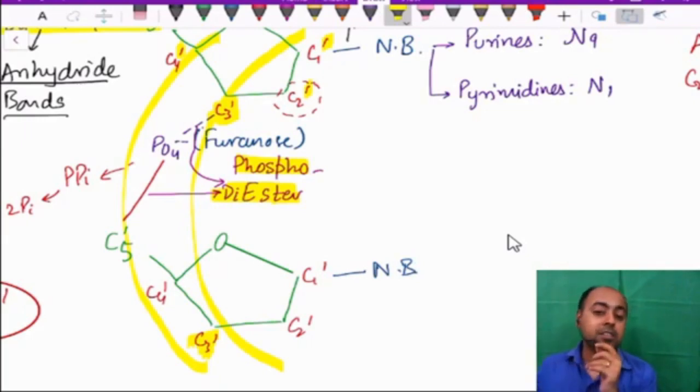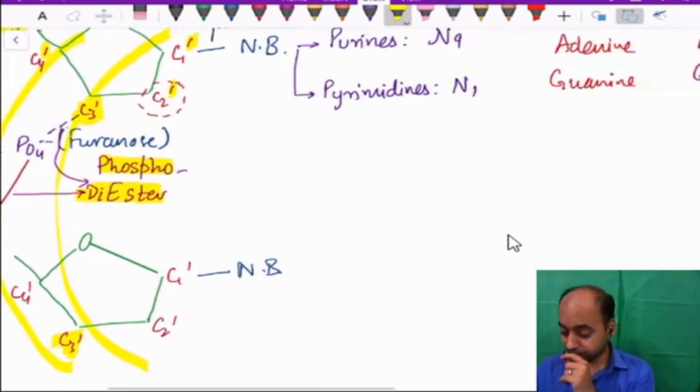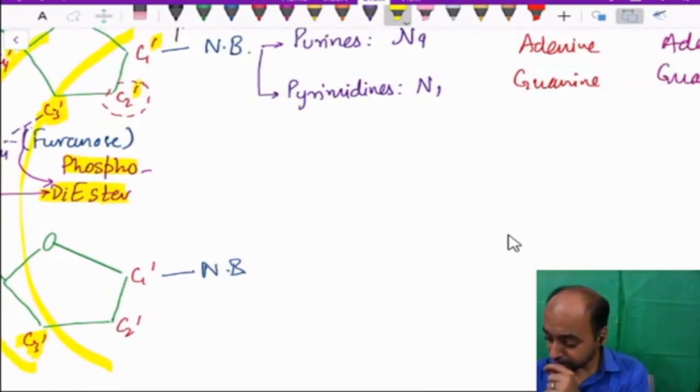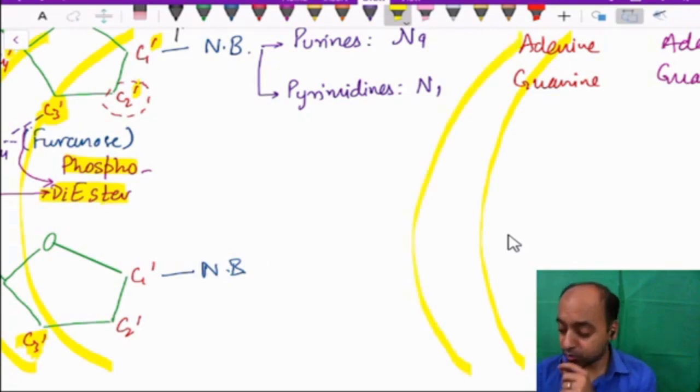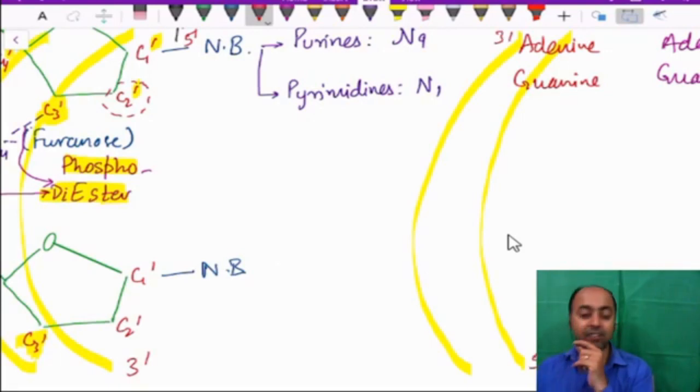If you're looking at a double stranded molecule, whether it is a double stranded DNA or the RNA, we can expect a similar backbone running here, but this backbone will have an opposite orientation. If the first one was running from 5' to 3' end, the second one will have the 3' to 5' end orientation. It will have the opposite orientation.